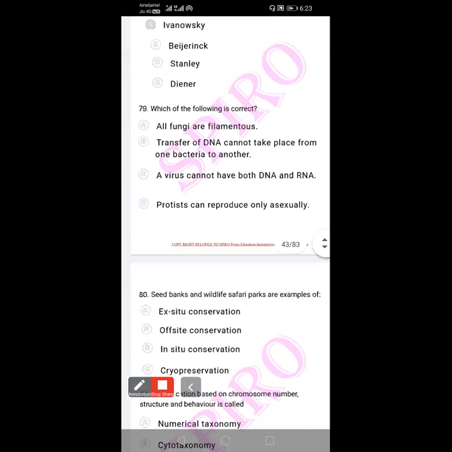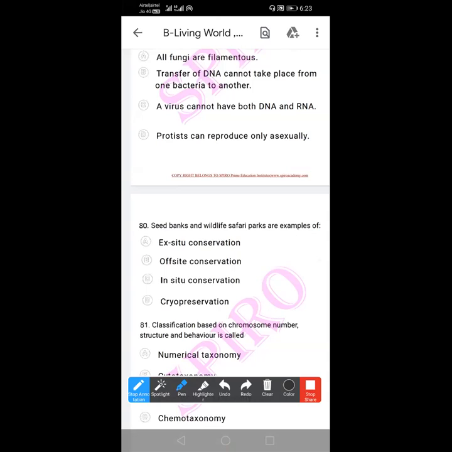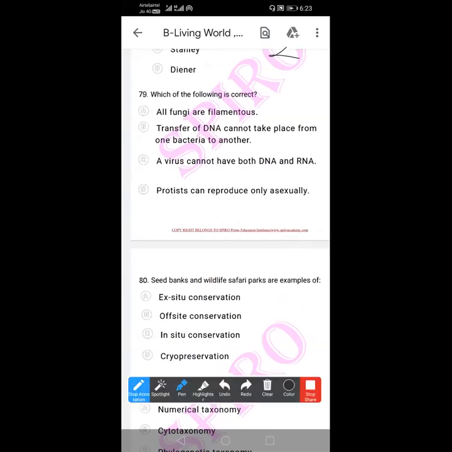Which of the following statements is correct? All fungi are filamentous? No. Transfer of DNA cannot take place from one bacteria to another? Virus. Dear student, one minute. Which of the following statements is correct? All fungi are filamentous. No, there is an exception, which is yeast.